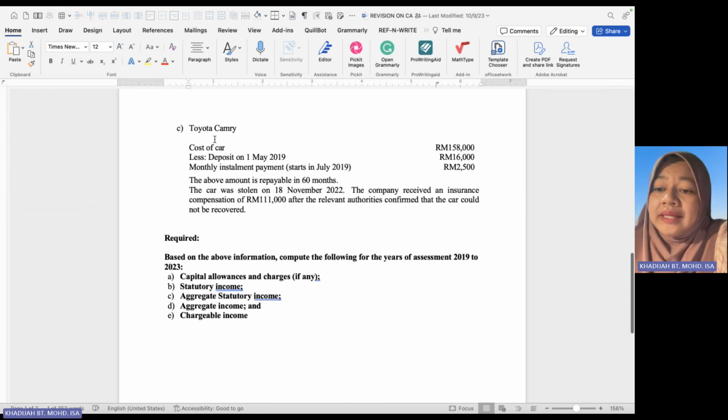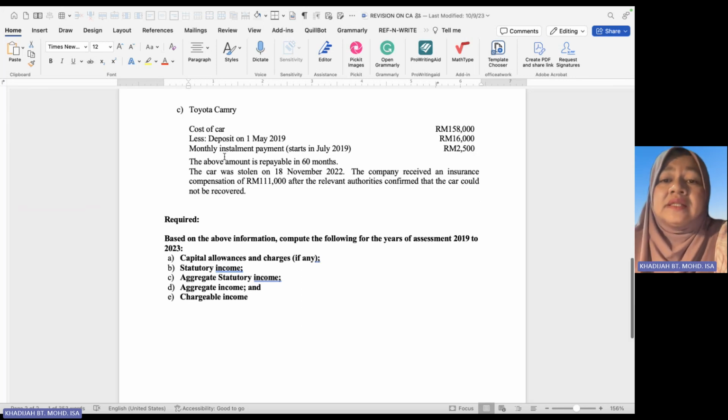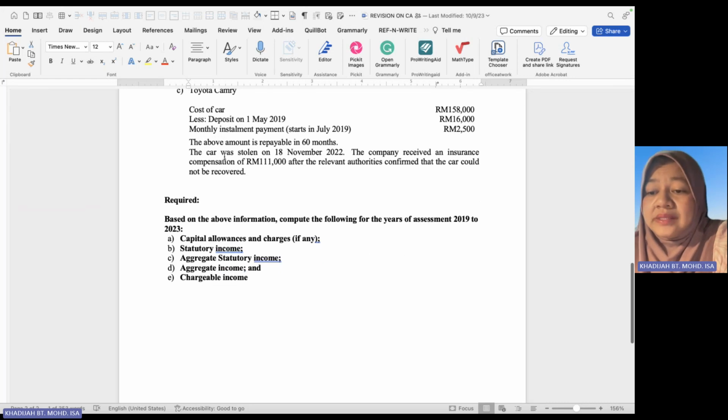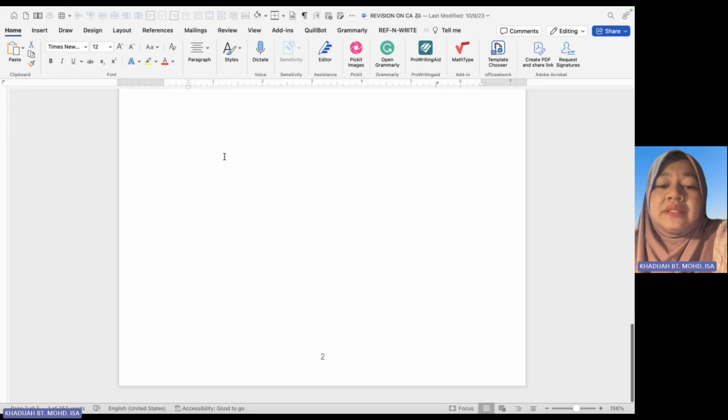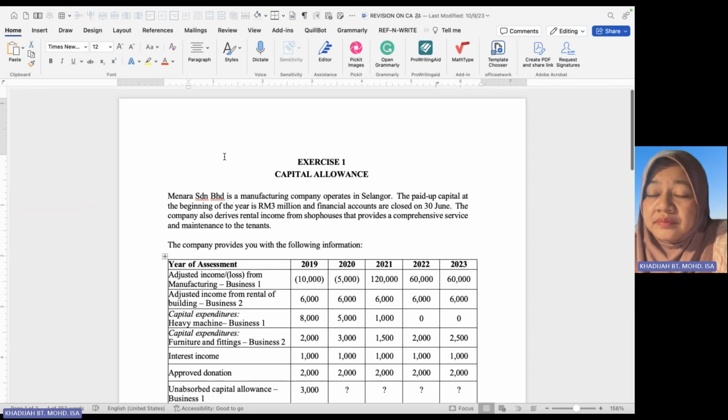And then you also have a Toyota Camry. This is a passenger car. Again, it's under hire purchase. So you have to decide what the qualifying expenditure is and how to compute the capital allowance accordingly. So this is the tutorial, a revision for your capital allowance on plant and machinery. I want everyone to prepare this and I want to see the answer when I come back.